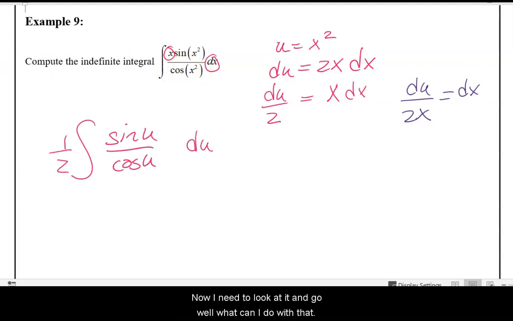Now I need to look at it and go, well, what can I do with that? There are a couple of different ways you could go. In this case, I need to know what I can do. This is another u substitution. Since I've already used u here, I need another letter.